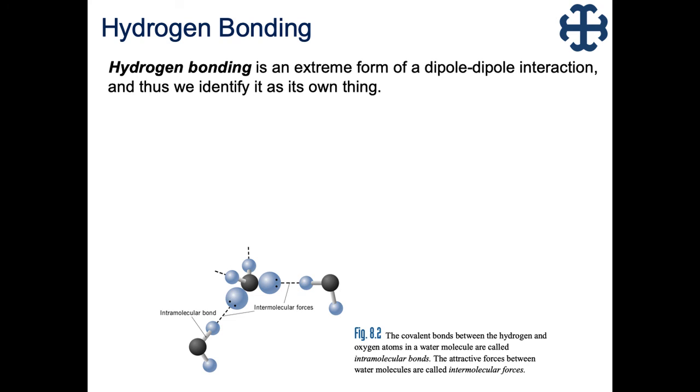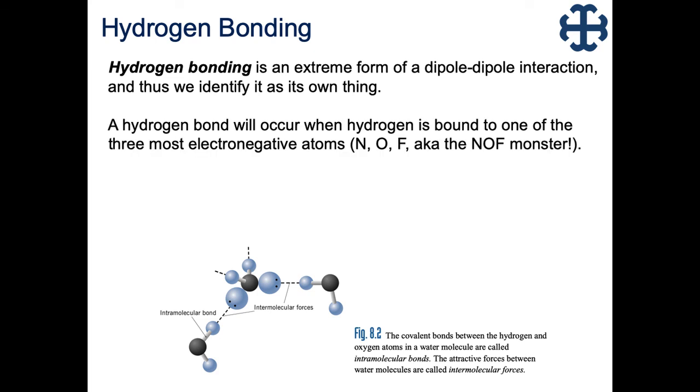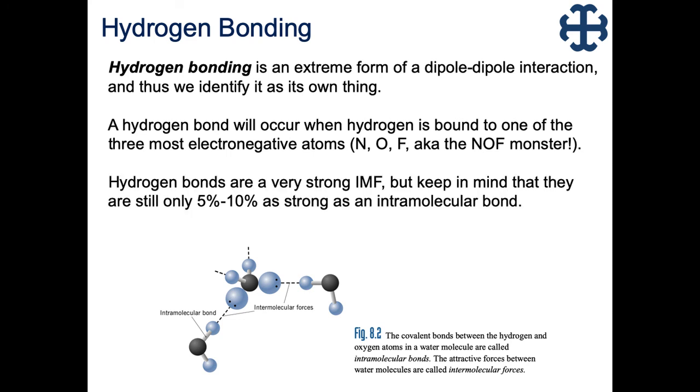Which brings us to our next example, hydrogen bonding. It is an extreme form of a dipole interaction, so we say it's all its own. And it will occur when we have hydrogen bound to a nitrogen, oxygen, or a fluorine, aka the NOF monster. The hydrogen bonds are a very strong intermolecular force, but they are still only about 5 to 10% as strong as an intramolecular bond. So if we think about water, our intramolecular bond is between the oxygen and hydrogen here, and that's going to be quite a bit stronger than this intermolecular force between the hydrogen and the lone pair on this oxygen of a different molecule of water.